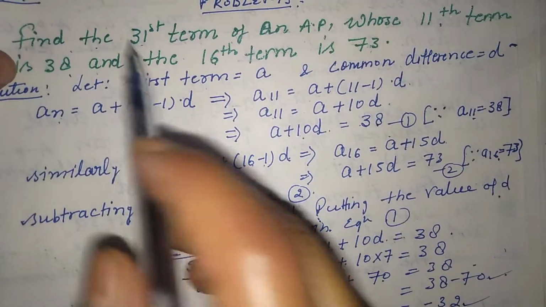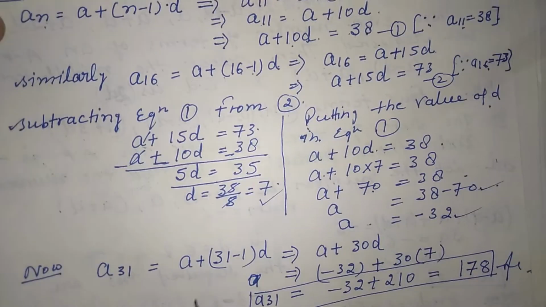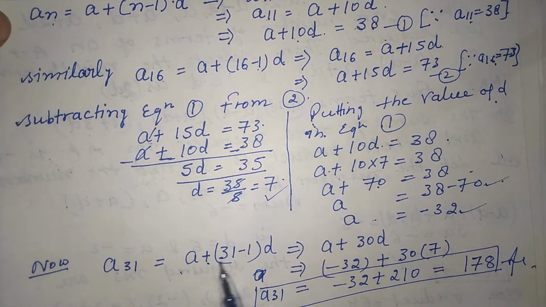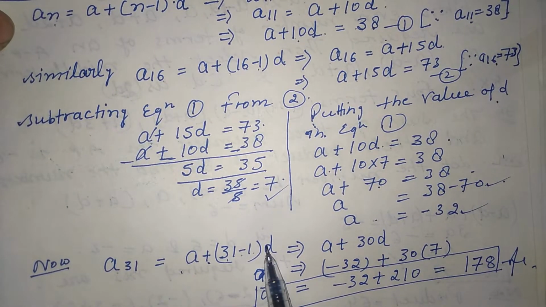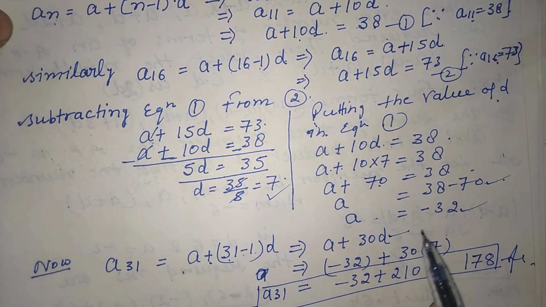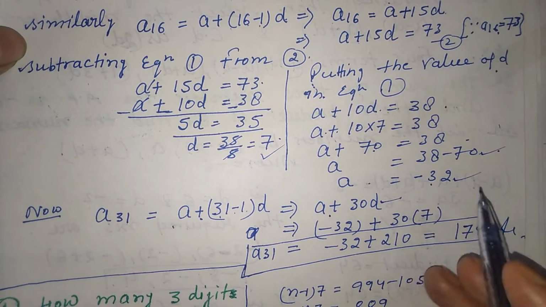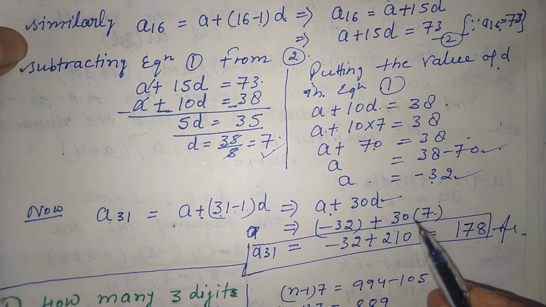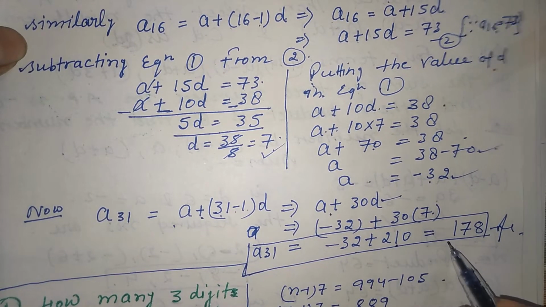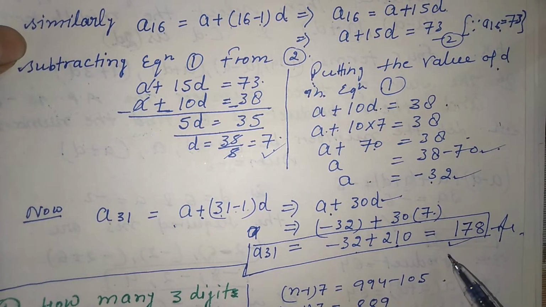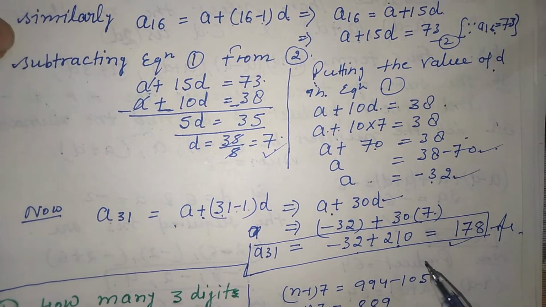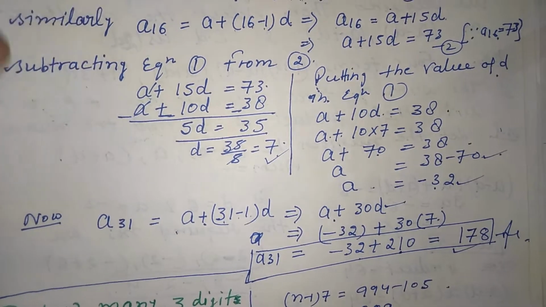So we have to find here the 31st term. So a31 is equal to a plus 31 minus 1 into d. It becomes a plus 30d. Now put the value of a, that is, we have here minus 32 plus 30 into 7, that is 210. On calculation we will get here 178. So this is the first question. So we can do questions like this.